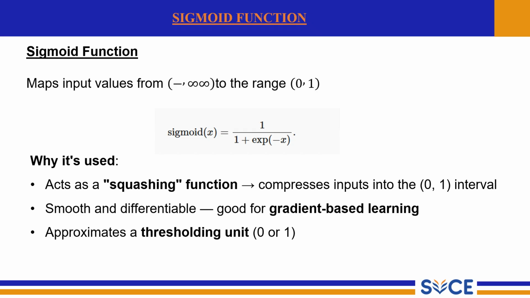And conceptually, it approximates a threshold unit, outputting values close to 1 or 0 for extreme inputs, which suits binary decision making. So while newer functions like ReLU have become more popular in deep networks, the sigmoid function still plays a vital role, especially in output layers for binary classification.